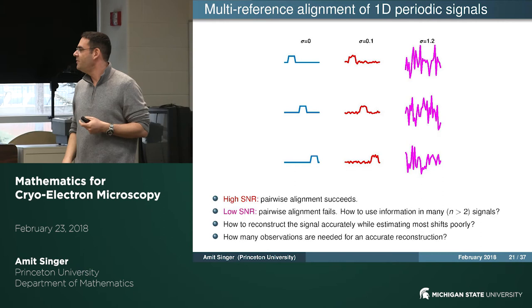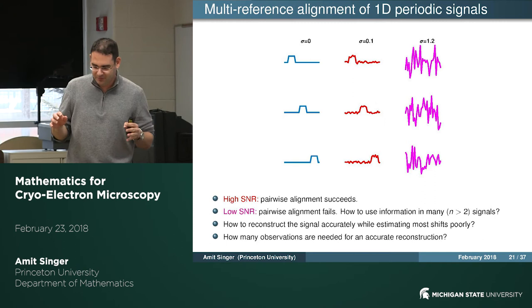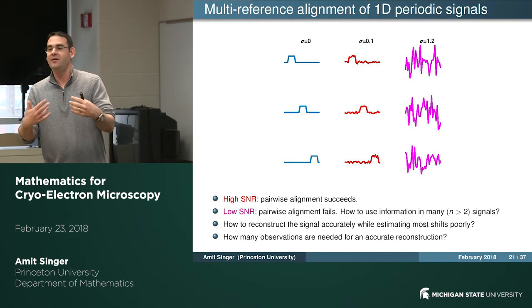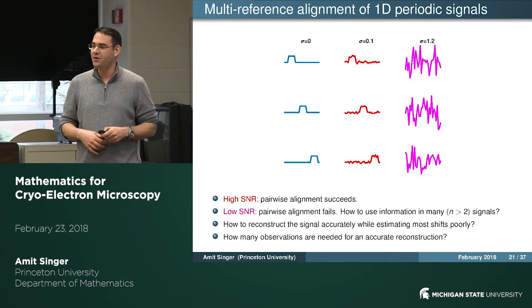So we should give up on the idea that we're going to first estimate the rotation or the shift, and then after that do the unshifting of all the noisy signals and everything. That's not going to work. So how are we going to do it?